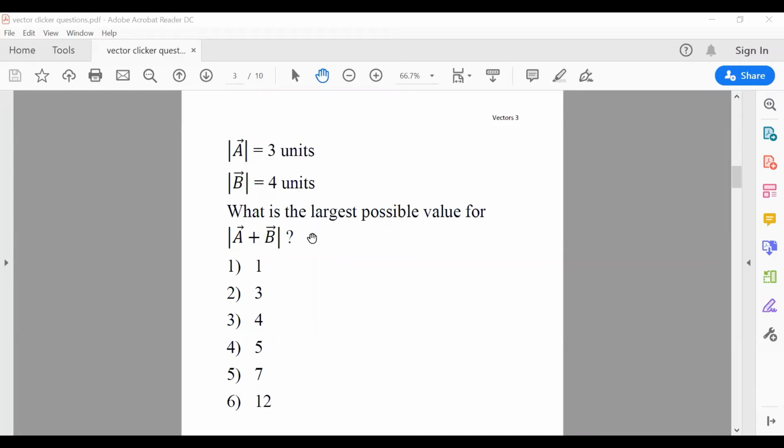So if you add A and B together, to get the largest possible value, you would want them to be pointing in the same direction. And if they are pointing in the same direction, you would get 7. So 7 is the correct answer here.